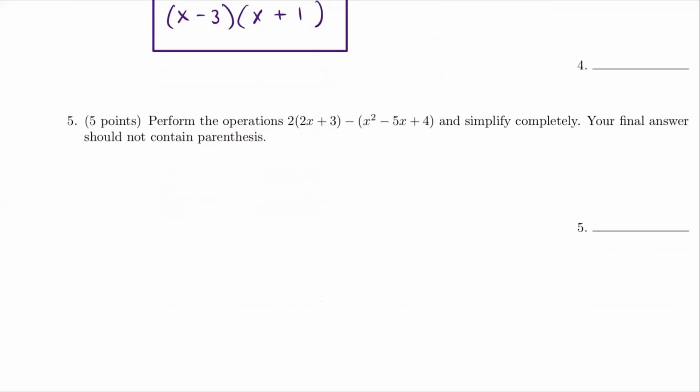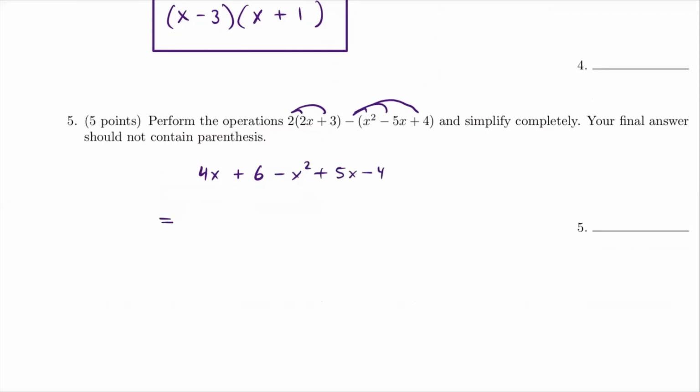Number 5, we're just going to expand and simplify. So we're going to distribute the 2 here, and that gives us 4x plus 6. And for the second parenthesis, we distribute this -1 out to every term, so that gives us -x² plus 5x minus 4.